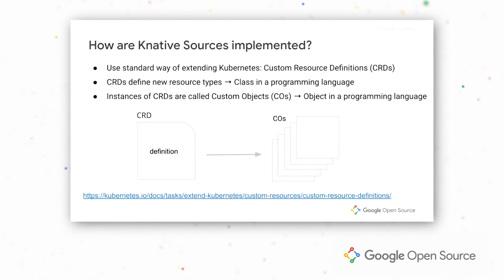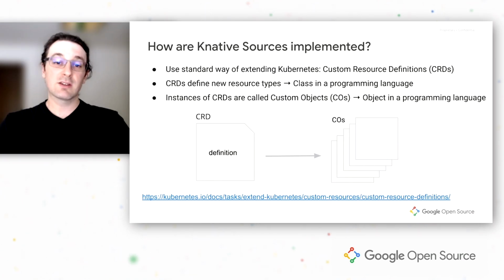We talked a bit about the why, the what. Now let's delve more into the how. Specifically, how are Knative sources implemented? Knative is designed to be as native to Kubernetes as possible, hence our name, Knative. Knative uses the standard way of extending Kubernetes, the custom resource definition, or CRD.